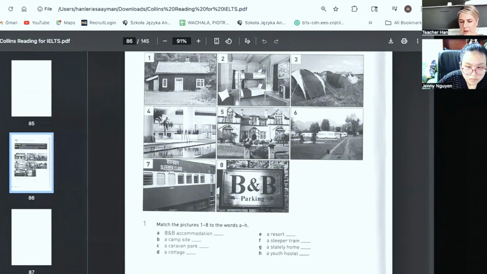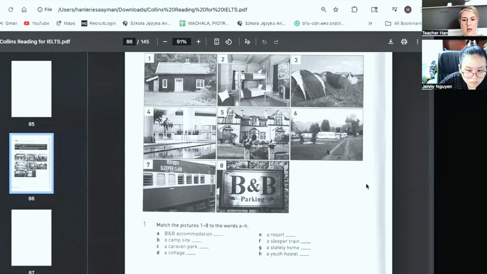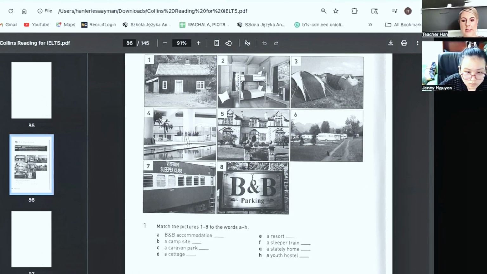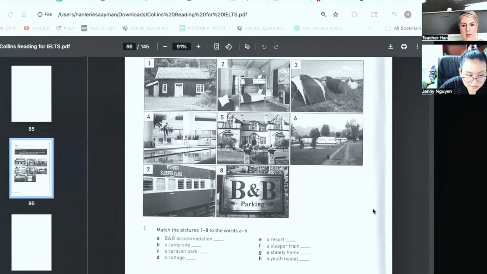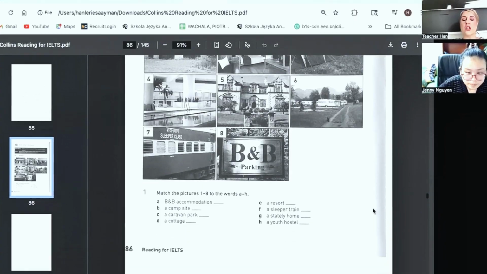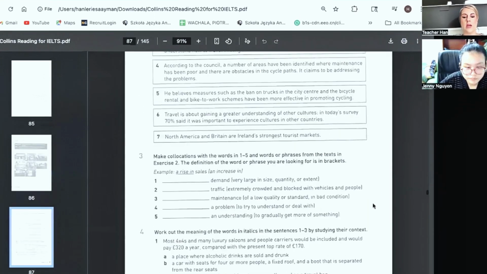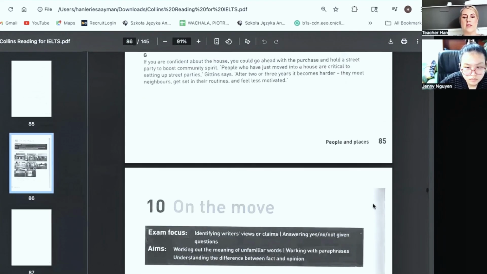And number 7. The sleeper train. It's a sleeper train, yes. And number 8. B&B accommodations. Yes, well done, Jenny. That was really good. Okay. So moving on to the next part.